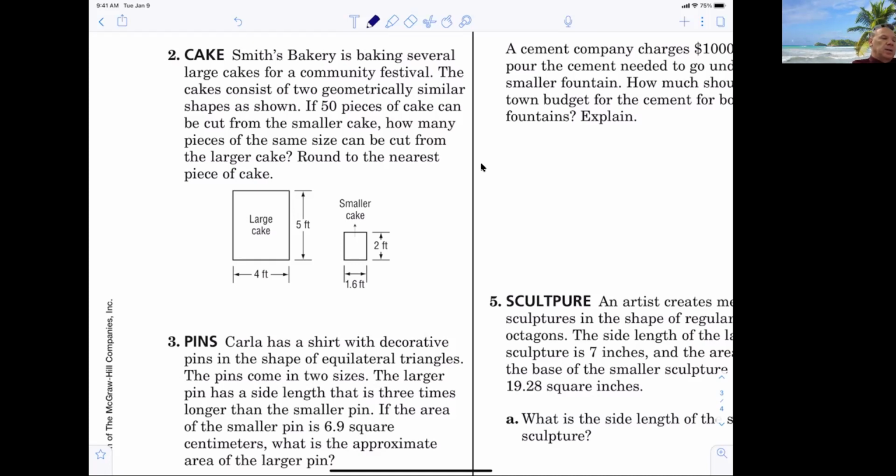What's the area of the small octagon? 19.28. So now take that number on your calculator and divide that by 19.28. And somebody tell me what that is. 12.27. So that's the ratio of the areas. So what's the ratio of the sides? About 3.503, right? So now the length of the larger is 7. That means the length of the smaller is roughly what? Roughly 2, right? Roughly 2.